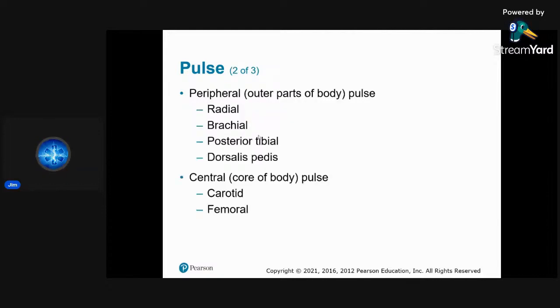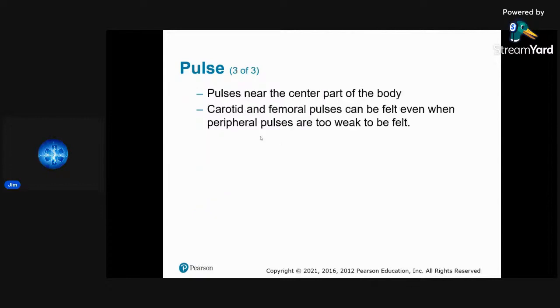Peripheral, or the outer part of your body, pulses. These will be in your arms and legs. Radial, brachial, posterior tibial, and dorsalis pedis for the one on the foot. Your central or your core pulses would be your carotid and femoral arteries. That would be the pulses near the center body part. Carotid and femoral pulses can be felt when the peripheral pulses are too weak to be felt. And we'll talk about this in more detail when we get into shock and bleeding.